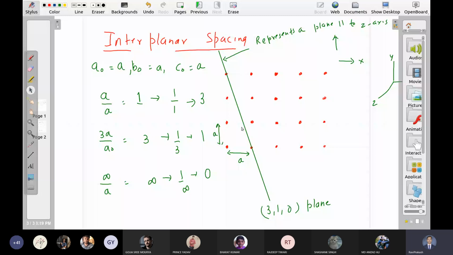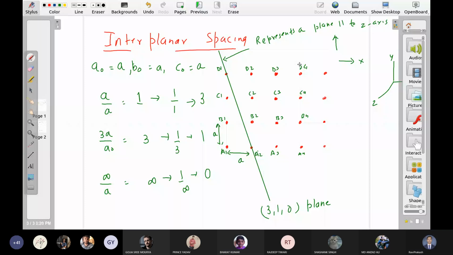Let me first name the points. A1, A2, A3, A4, B1, B2, B3, B4, C1, C2, C3, C4, D1, D2, D3. Next plane, which is nearest to this plane, will pass from which point? वो किस point से pass होगा? B2.